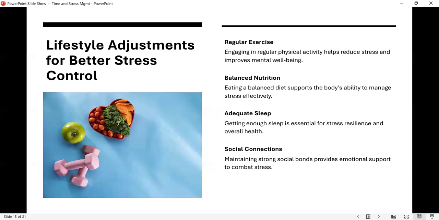Adequate sleep. I struggle with this one, but it is definitely helpful for stress resilience and overall health. I know when I get adequate sleep, I'm not as bitey. I'll say bitey, not as bitey, or irritable or ready to pounce.